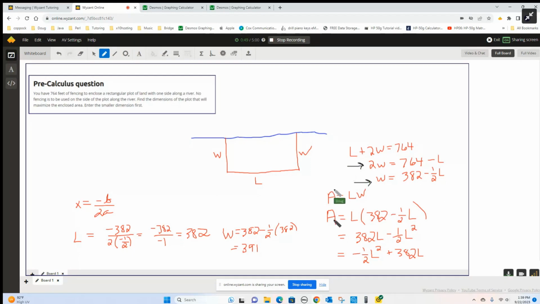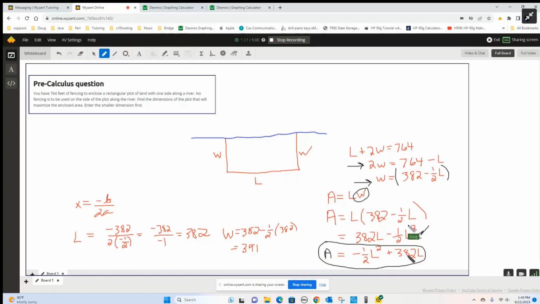And if we can get that area in terms of one of the letters, either L or W, well, let's see what happens. Since W is 382 minus 1/2 L, I can substitute that in here. So A equals L times the quantity 382 minus 1/2 L. If I distribute the L, this is what I get. And I rewrote it with this L squared term first. So there's A, the area of that plot of land, as a function of the length.